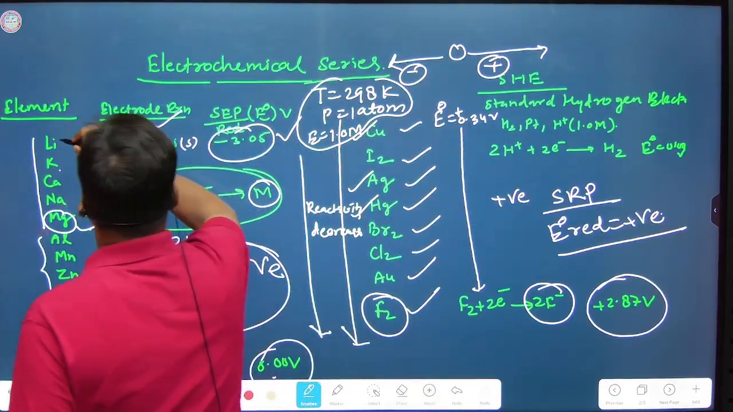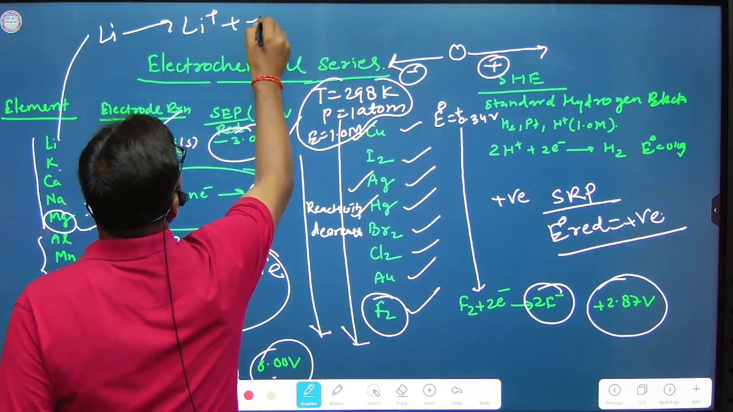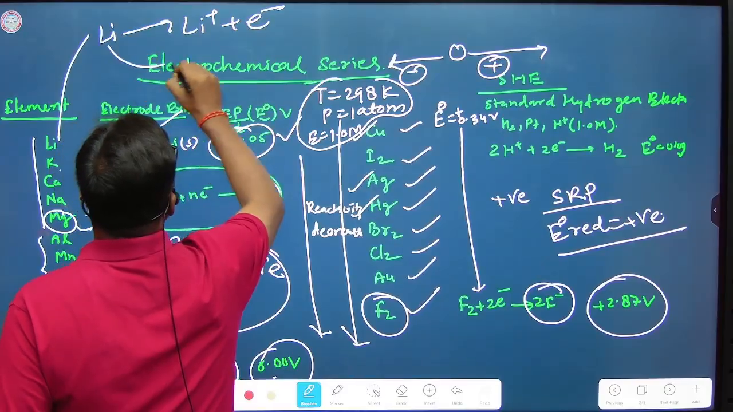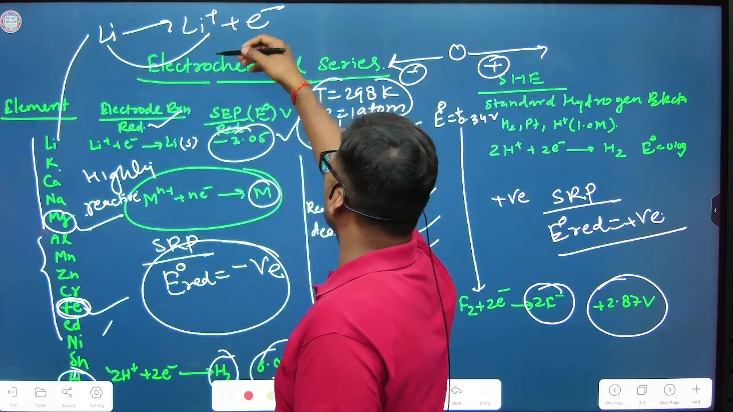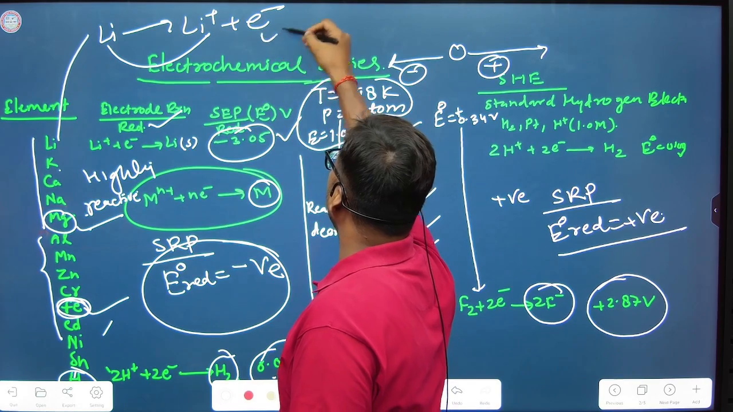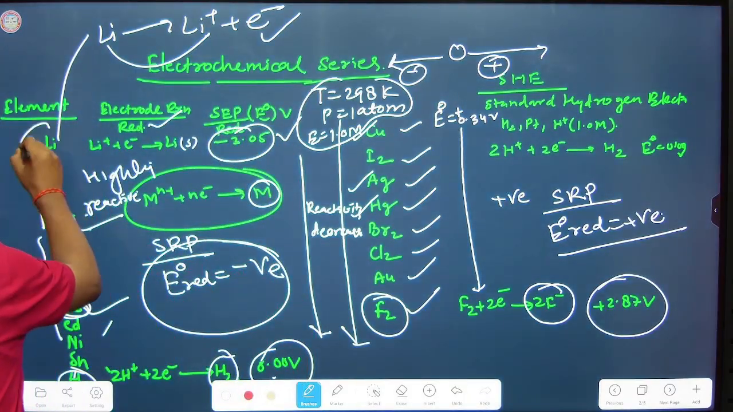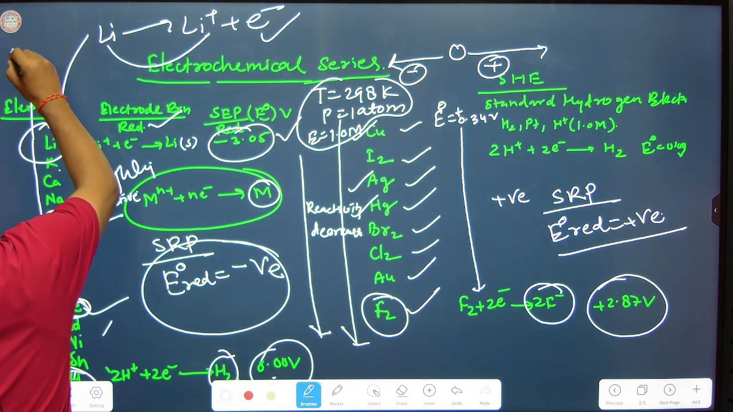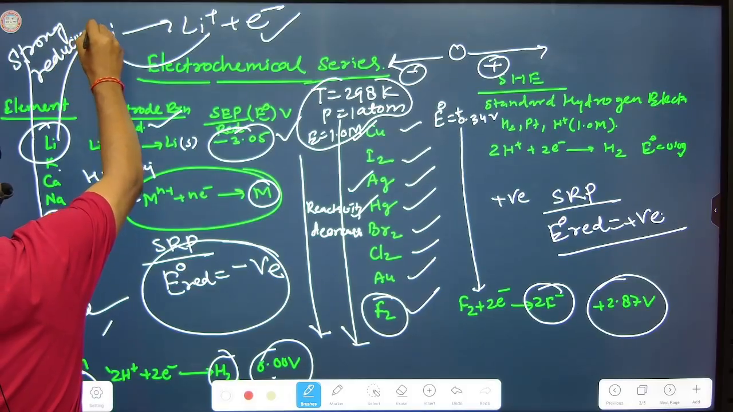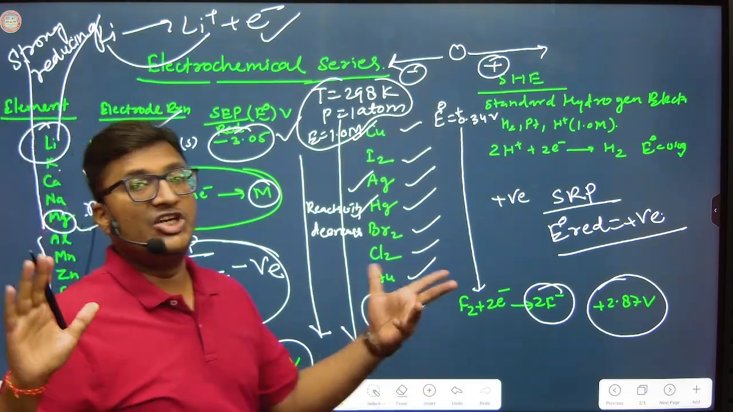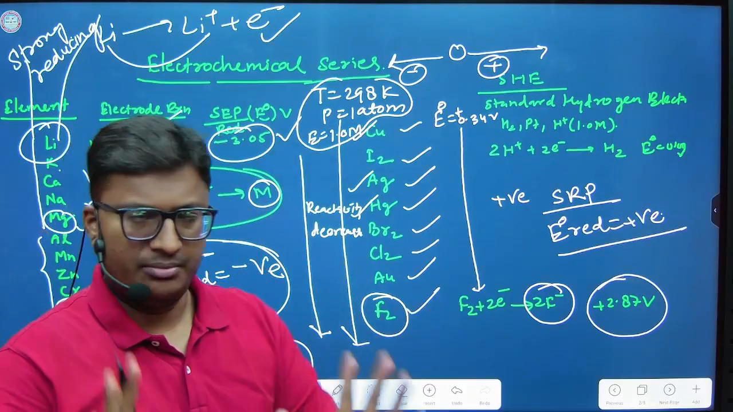So it has a strong tendency to form Li+, giving up an electron, right? So it is oxidized. It means they are highly reactive, so they are easily oxidized by releasing the valence electron, right? So this is the most strong reducing agent. In the overall electrochemical series, the strongest reducing agent is lithium, right?